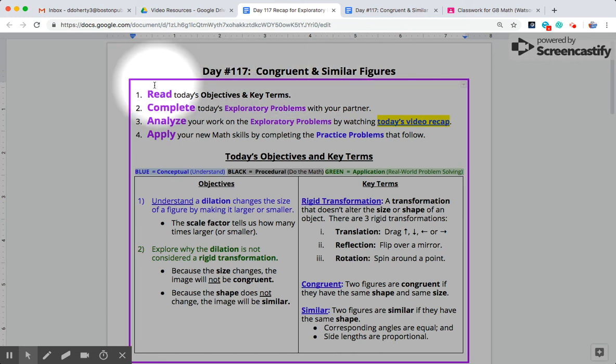By now, when you're watching this video, you should have already read through today's objectives and key terms. Those are right here. And you also should have already attempted to work through and complete all of today's exploratory problems, part A and part B, and you should have been doing that work with your partner already. So at this point, you're analyzing your work on these exploratory problems, and in the interest of time, I'm going to work pretty quickly through today's video recap.